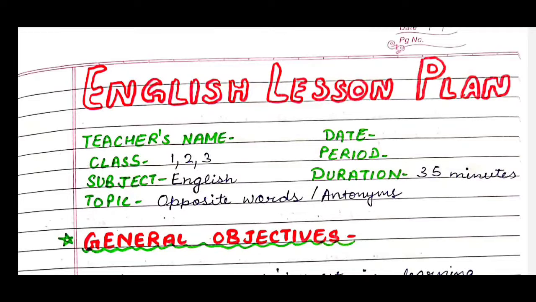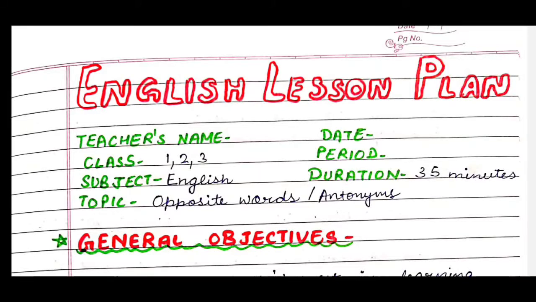So in the starting, as you know, we write the details. We'll write teacher's name, then we'll write our class. You can use this lesson plan for class 1, 2 and 3. Then we write subject, that is English. In brackets you can mention grammar also. Then topic is opposite words or antonyms. Then we write date on which you will be teaching, then period, and then duration. It means how much time you take to teach this chapter.